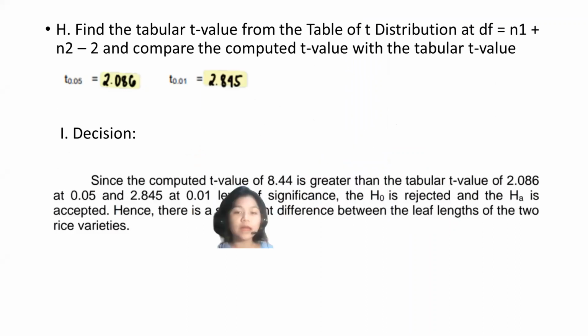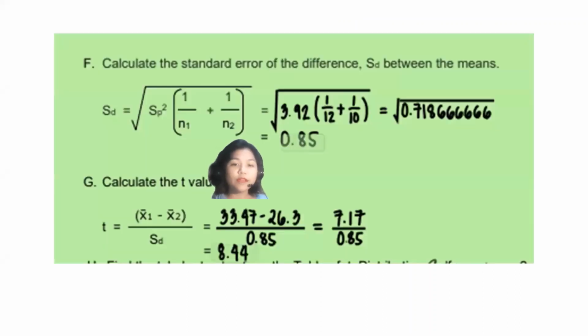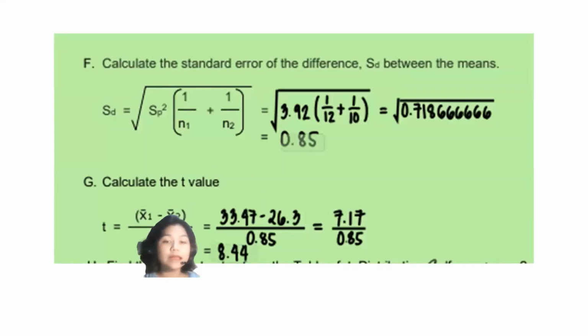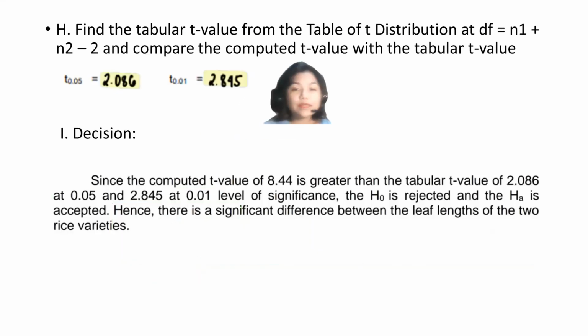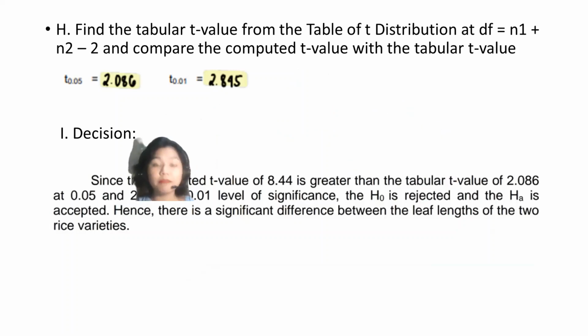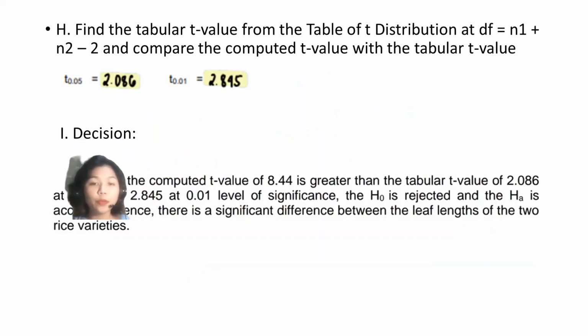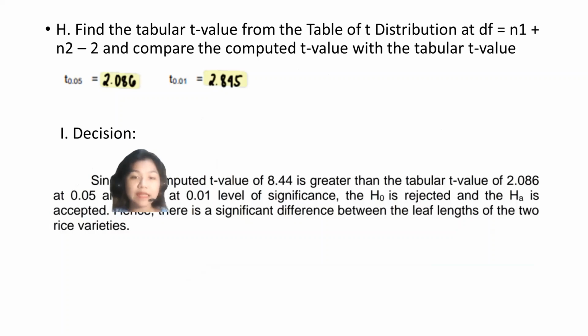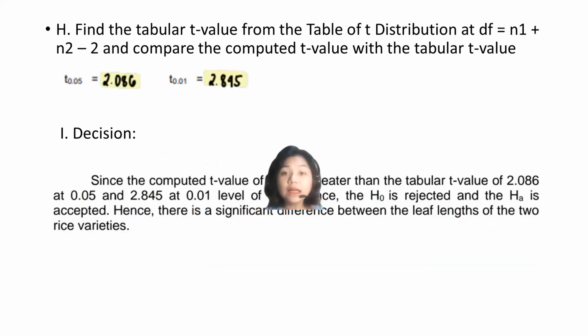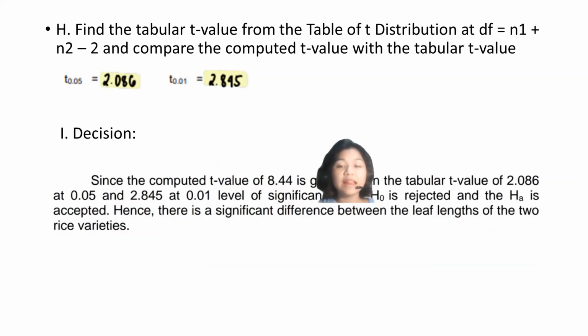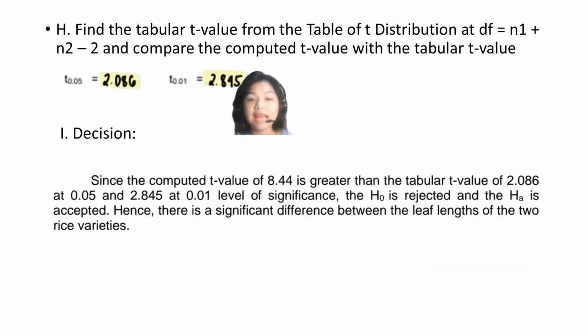So we need to decide na po, kasi alam natin na 8.44 po yung ating computed t value. So since the computed t value of 8.44 is greater than the tabular t value, which is of course 2.086 at 95% and 2.845 at 99% level of significance, the null hypothesis is rejected and the alternative hypothesis is accepted. Hence, there is a significant difference between the leaf lengths of the two rice varieties. So, it does matter po talaga. Ganito po kasi yun. Diba?